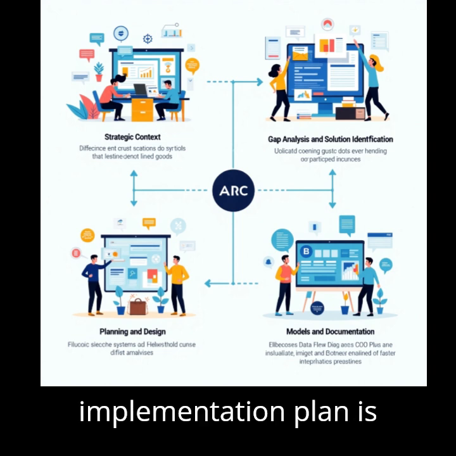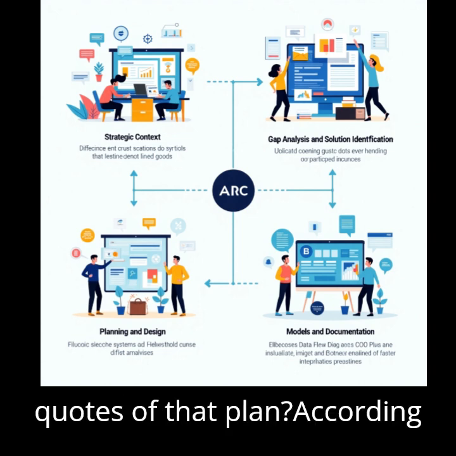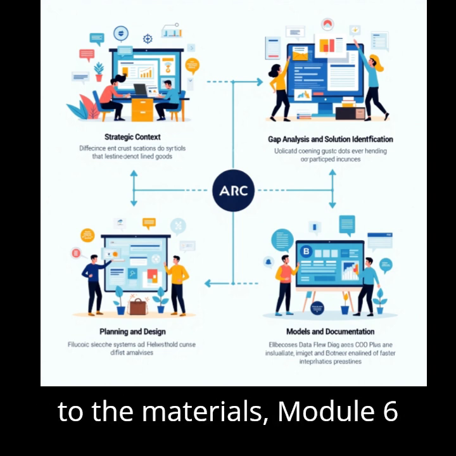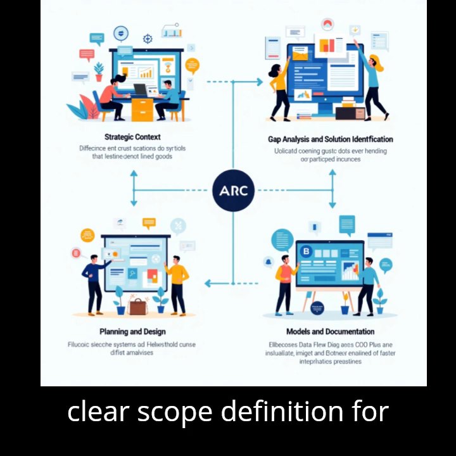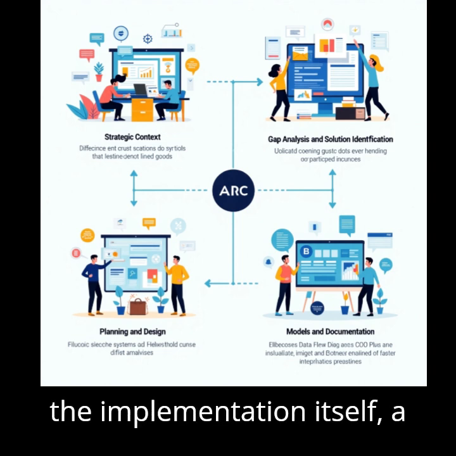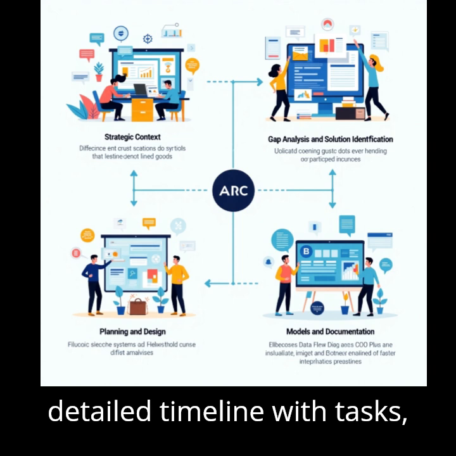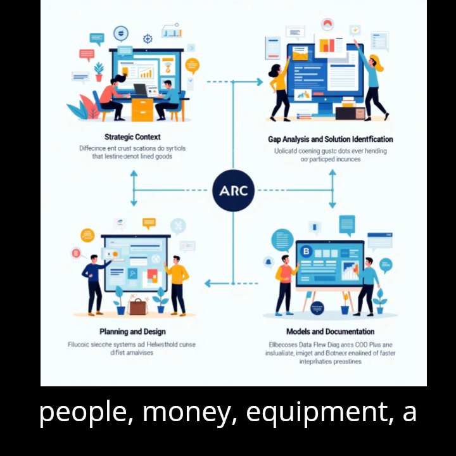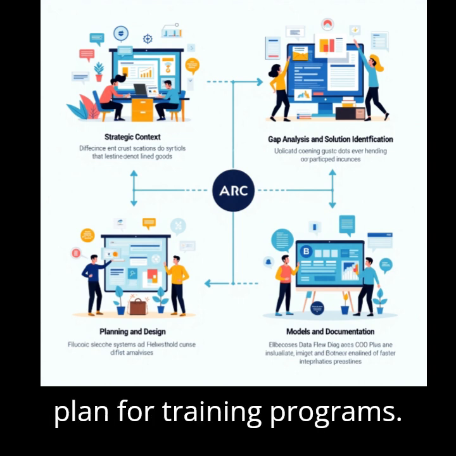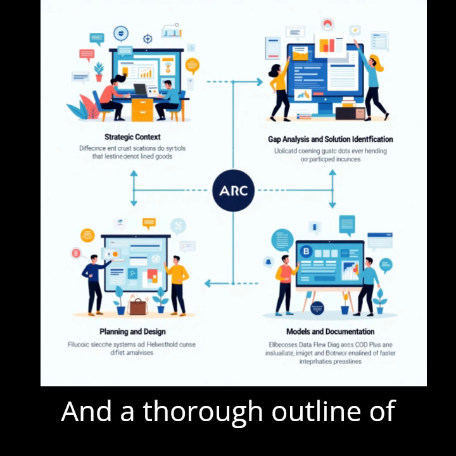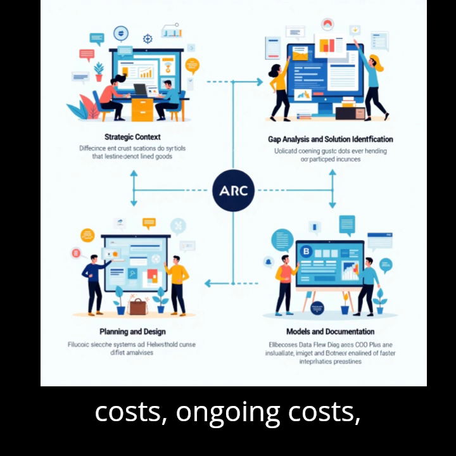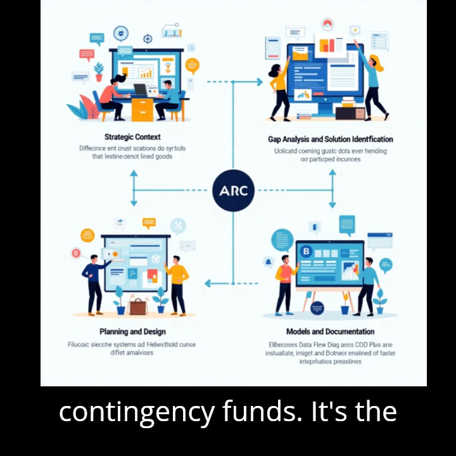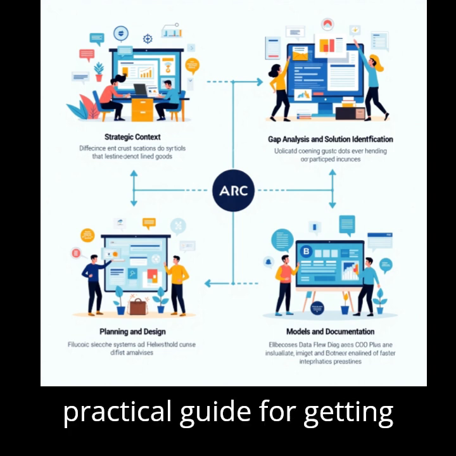So a solid implementation plan is needed. What are the key parts of that plan, according to the materials? Module 6 laid it out well. You need a clear scope definition for the implementation itself, a detailed timeline with tasks, milestones, dependencies, careful resource allocation, people, money, equipment, a plan for training programs, and a thorough outline of cost considerations, initial costs, ongoing costs, contingency funds. It's the practical guide for getting it done.